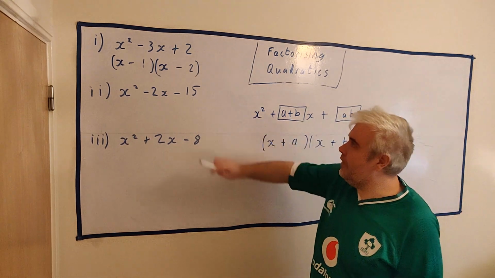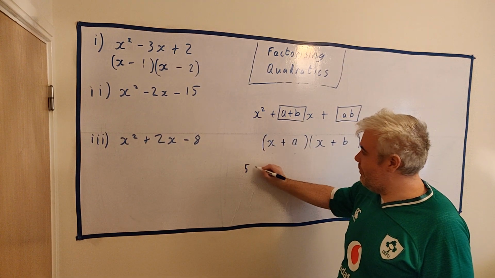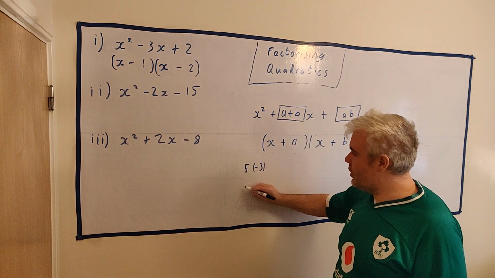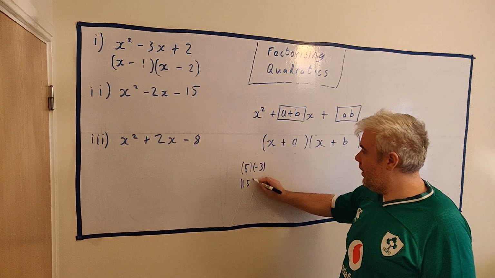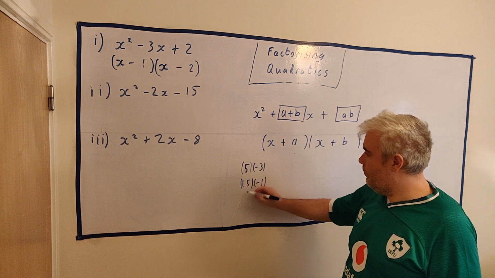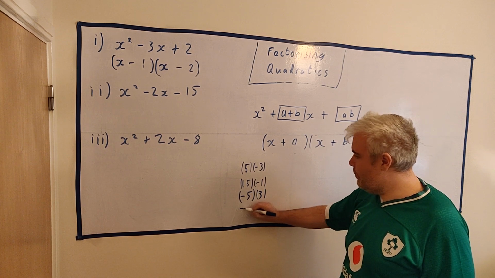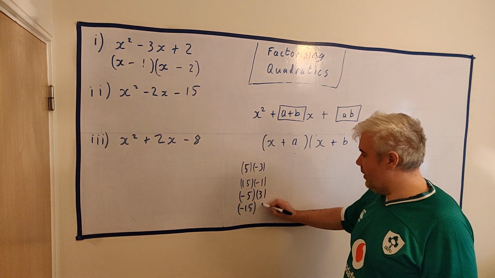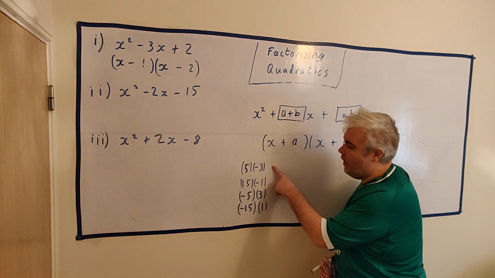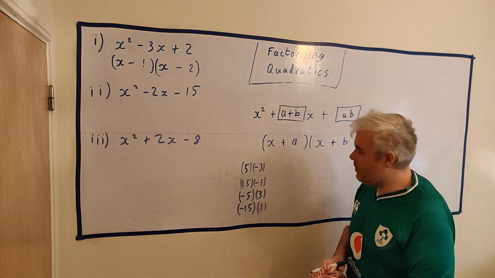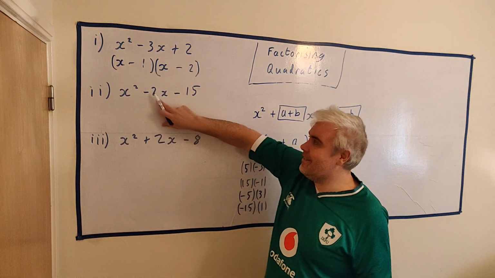Let's try it again. What multiplies to get minus 15? Maybe 5 and minus 3. Maybe 15 and minus 1. Maybe minus 5 and plus 3. Maybe minus 15 and plus 1. There's a good few options here. I might advise writing these out, but you can just think through some of them in your head. Already, multiply to get minus 15, add to get minus 2.